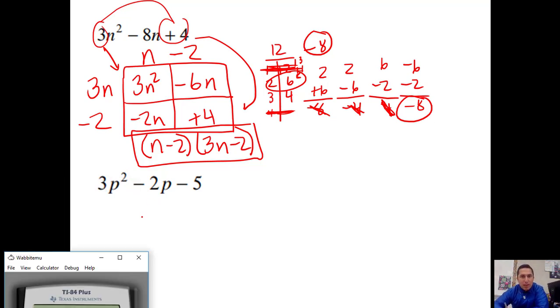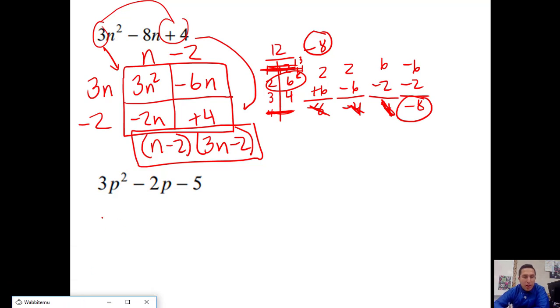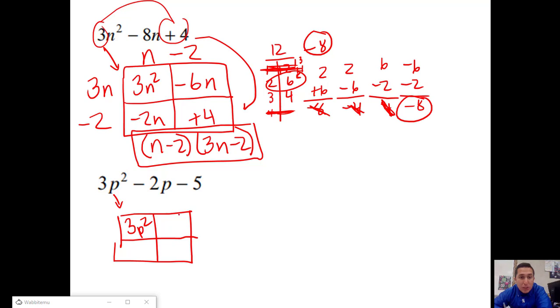Okay, next one. Last one. We have 3p squared minus 2p minus 5. Draw your box. Here it is. First square you have 3p squared. The last square you have minus 5.